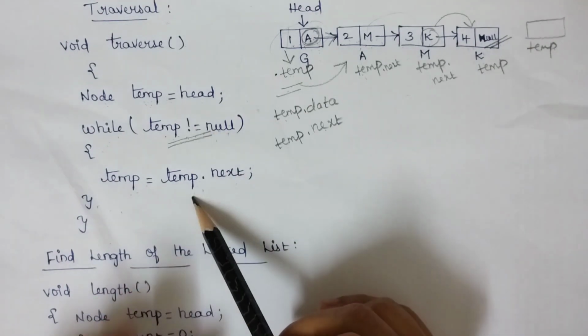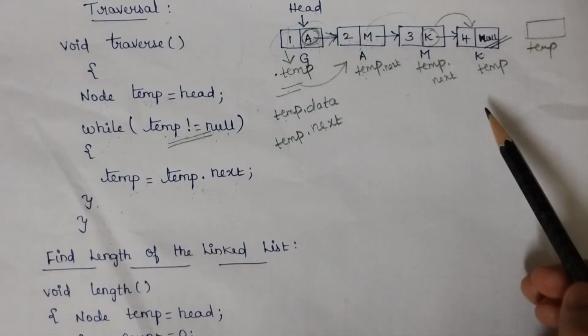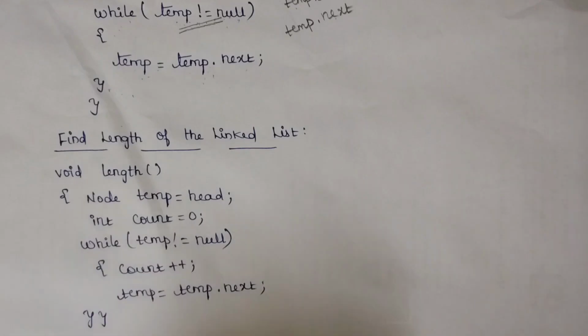So this will stop the iteration. This is how you are going to traverse the linked list. The next operation is finding the length of the linked list.